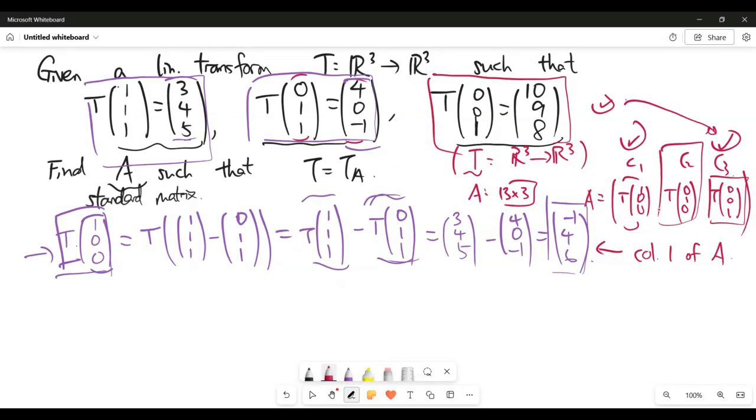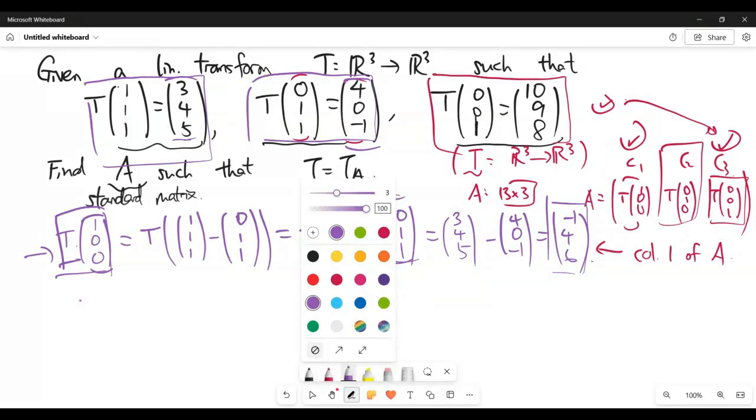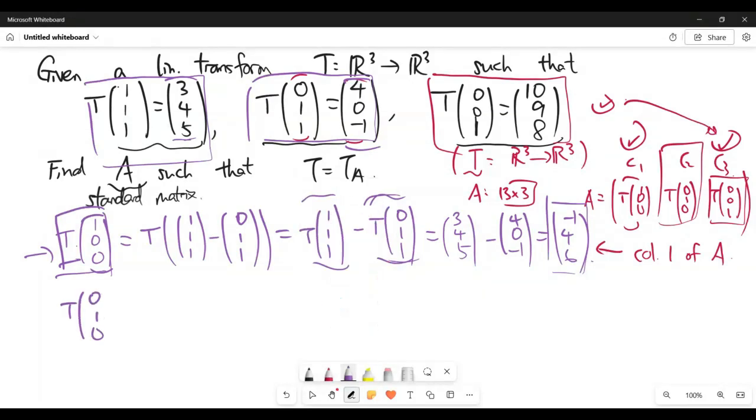And we are left with the middle one. Please think about it. How can we obtain the middle one? So the middle one is column 2 of the matrix A. How can we compute this?